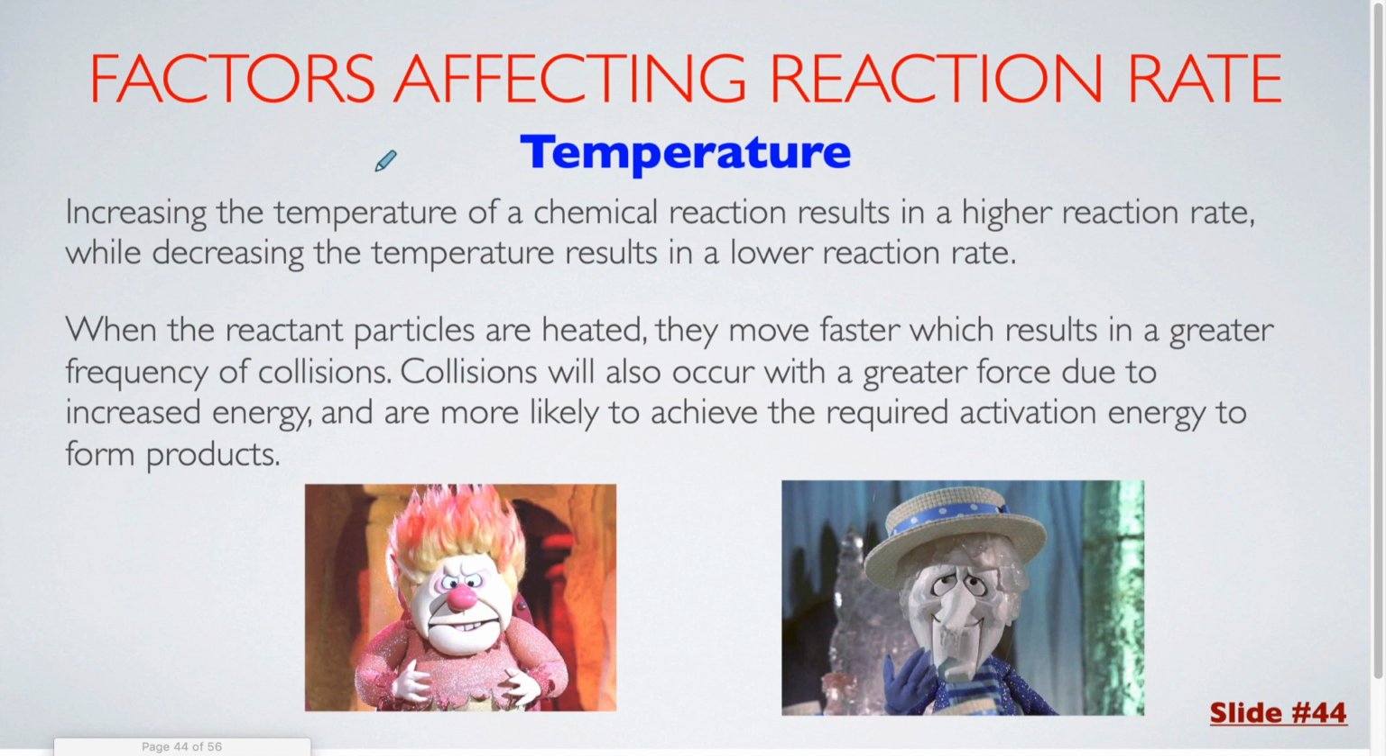First, we have temperature. Increasing the temperature of a chemical reaction results in a higher rate, while decreasing the temperature results in a lower rate. When reactant particles are heated, they move faster, which results in a greater frequency of collisions. Collisions will also occur with greater frequency due to the increased energy and are more likely to achieve the required activation energy. So by adding heat to a group of chemicals, we can have them react faster, and by decreasing the heat, we can have the reaction occur more slowly.